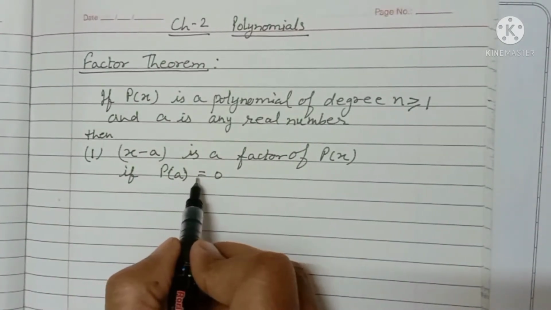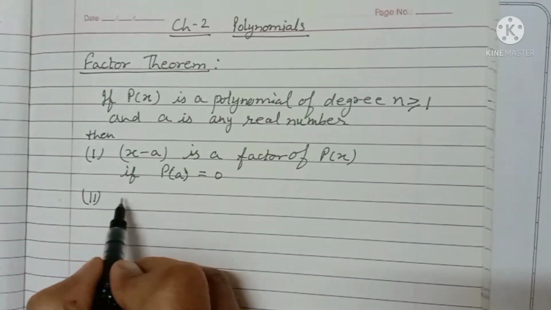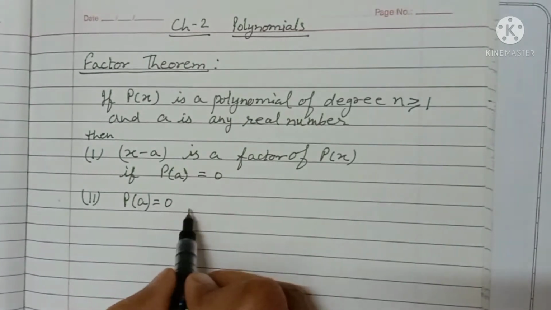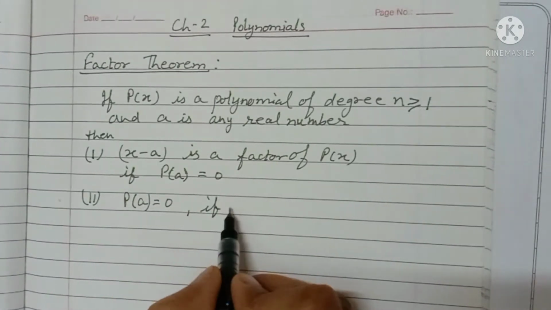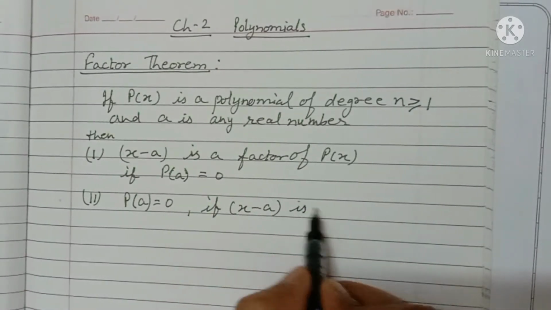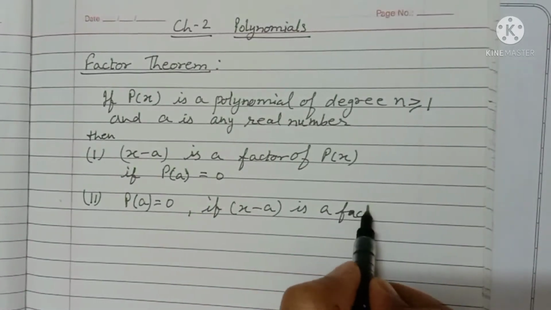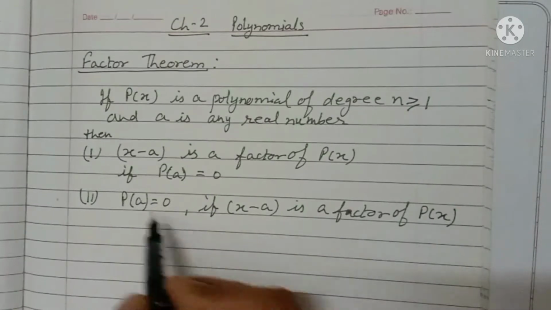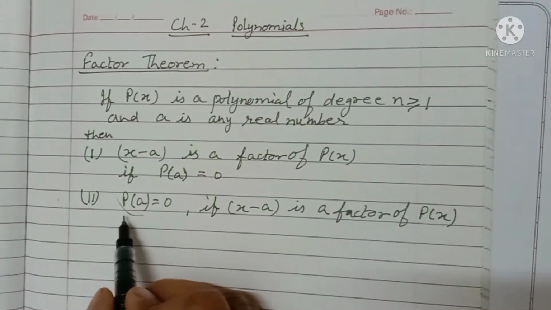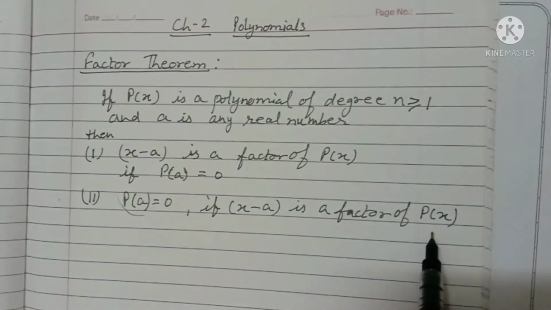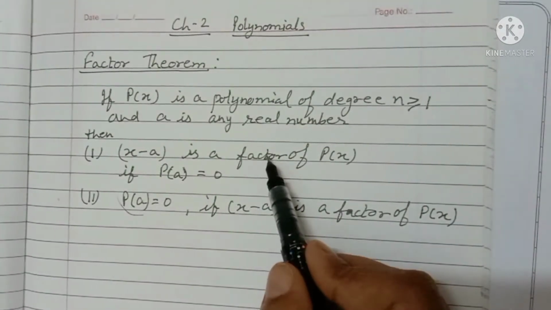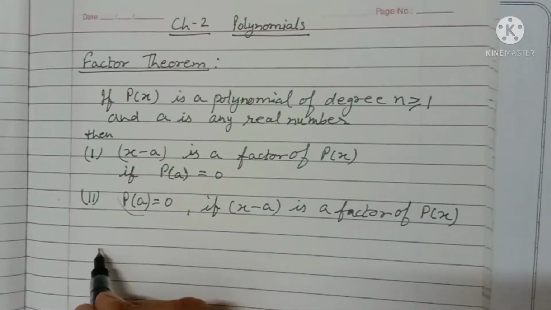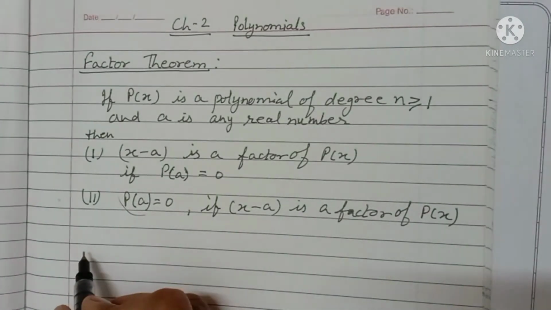That is, the remainder becomes 0. Second, p(a) is equal to 0 if x minus a is a factor of p(x). If p(a) is equal to 0, meaning the remainder is 0, then x minus a is a factor. So we will take these two points and prove them.